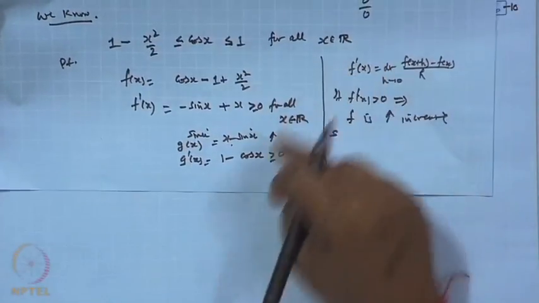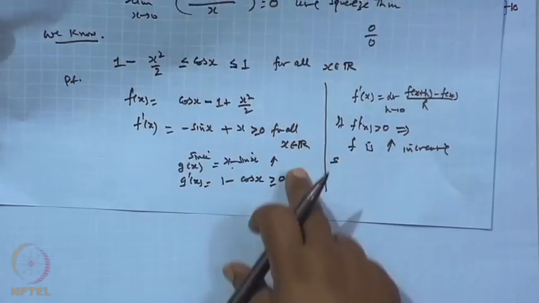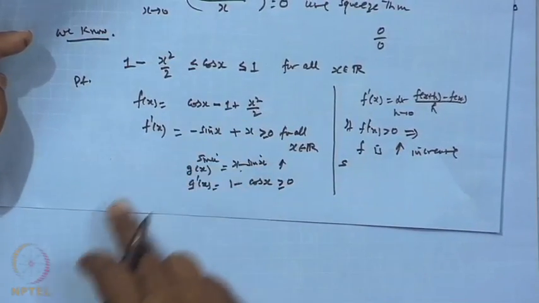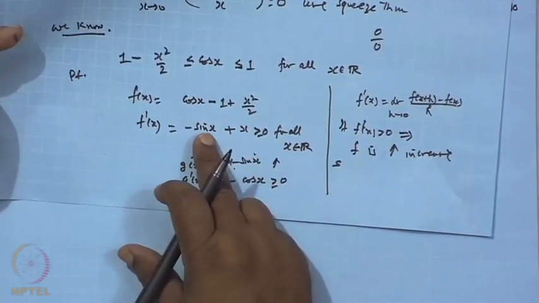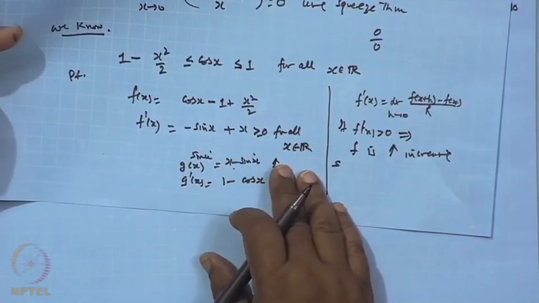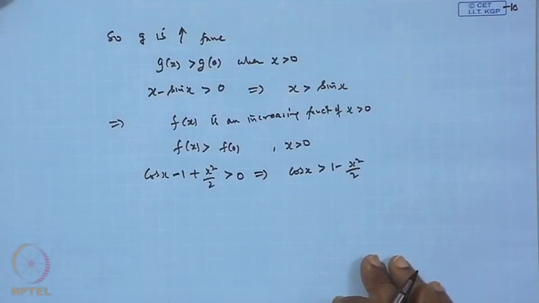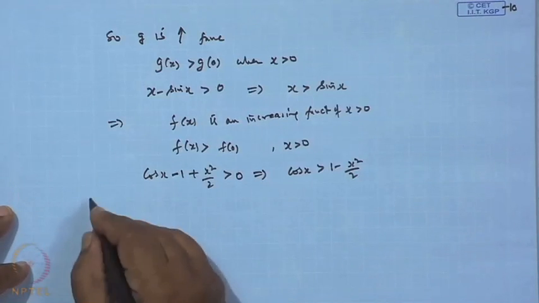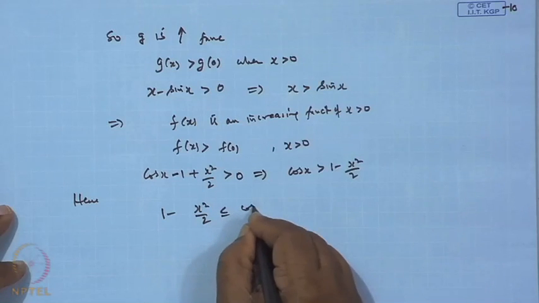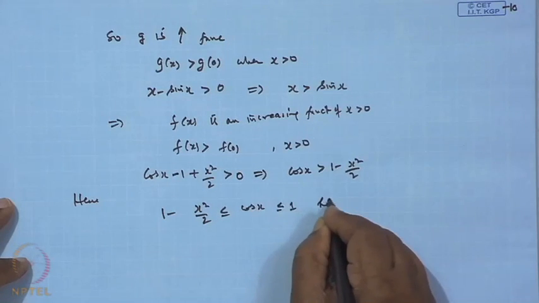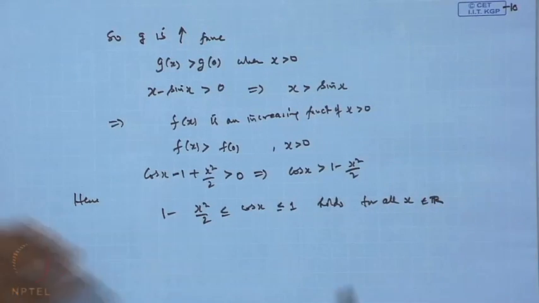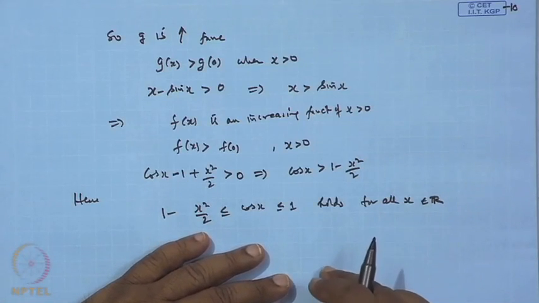Now, for x negative, in a similar way we can show the inequality holds. Even if x is negative, what happens to this? We can write this plus sin x, and we can further show that this holds, meaning it is an increasing function. So, hence 1 minus x square by 2 is less than or equal to cosine x is less than or equal to 1 holds for all x belonging to R.